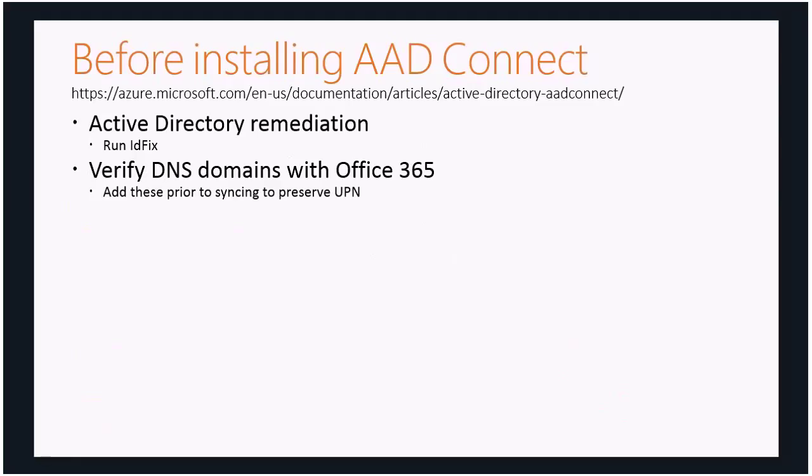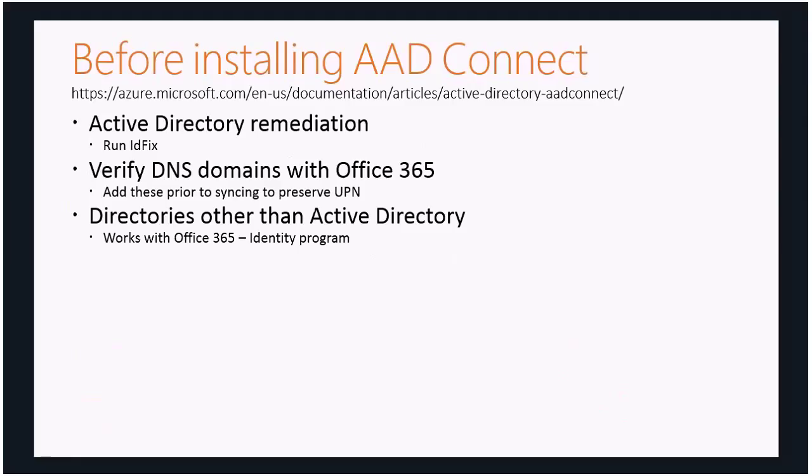So if you have users already in Office 365 and they're using a .onmicrosoft.com account, you'll need to make sure they have a custom domain which matches the primary UPN of the local LAN. Don't forget, if you've got some other directories besides Active Directory, you need to make sure that they're all set up and configured correctly as well.